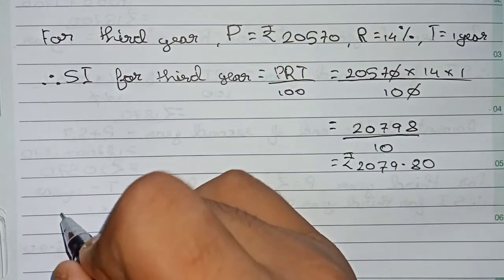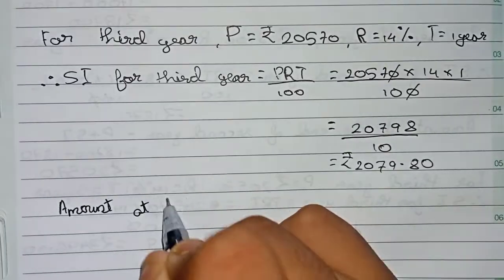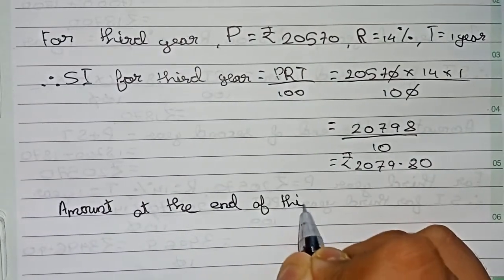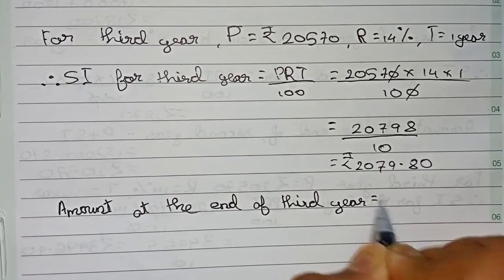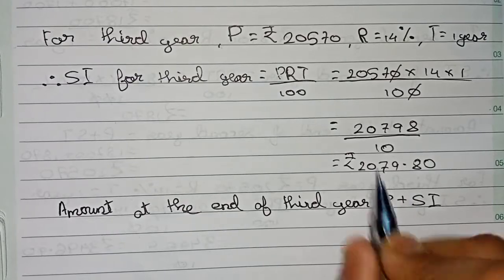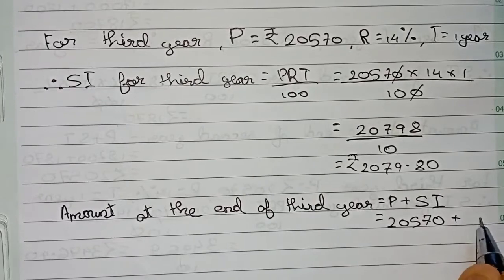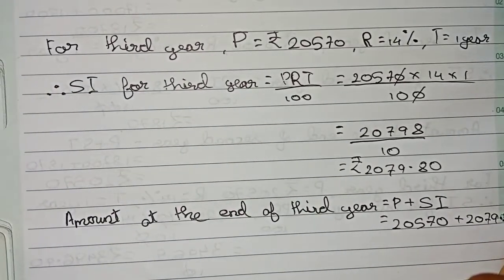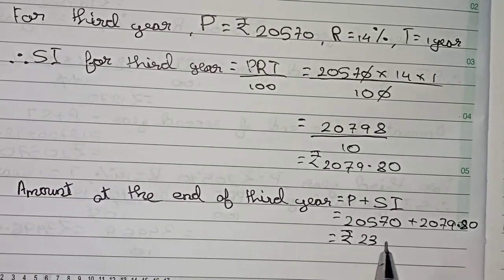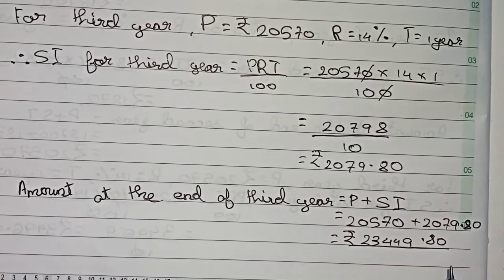Now we find the amount at the end of the third year. It will be the principal plus SI, which is equal to the principal 20570 plus 2079.80, which equals rupees 23,449.80. So this is the amount at the end of the third year.